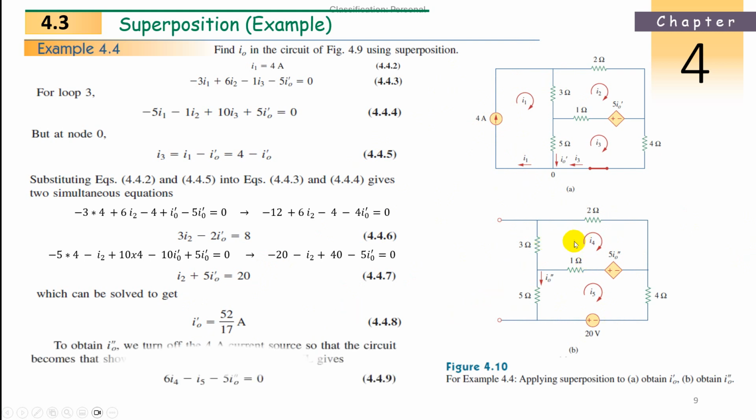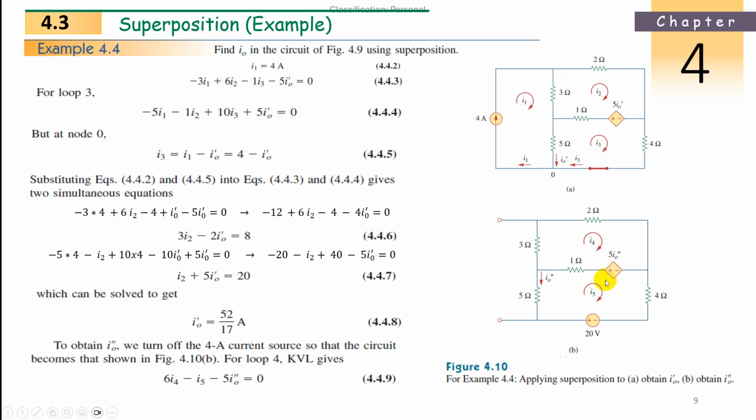Now find the first loop. What is the first loop? I4 and I5 you can say. 3 and 2 and 1. In all 3 resistances, I4 is flowing. 3 plus 2 plus 1, 6 I4. Minus, current is flowing in the 1 ohm with I5 current, minus I5. Now the dependent voltage source. Current is leaving from the plus terminal.